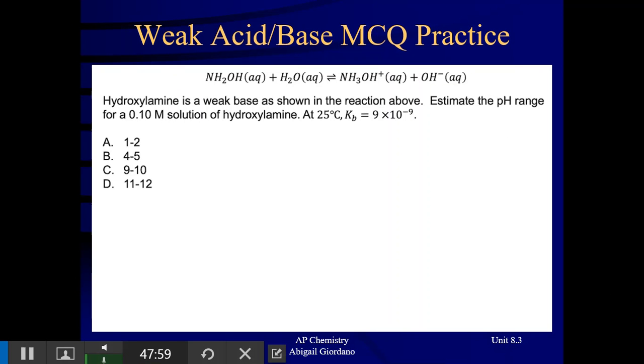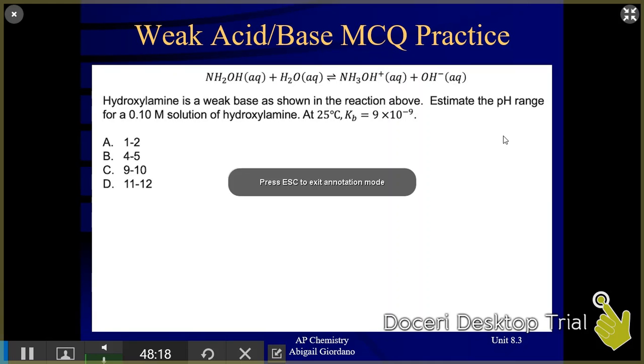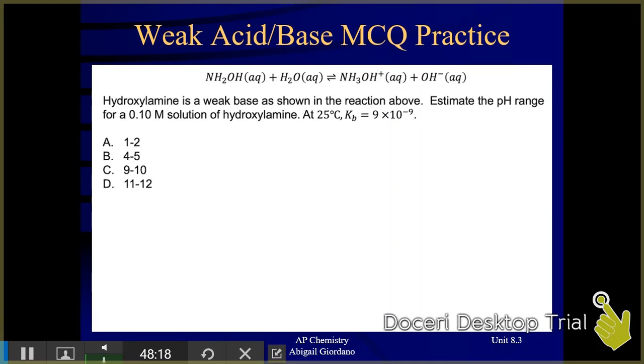So let's wrap up this very long lesson by looking at some sample AP exam questions. Here is a sample multiple choice question, which I'm going to work with you. It says hydroxylamine is a weak base, as shown in the reaction above. Estimate the pH range for a 0.1 molar solution of hydroxylamine, and we're given the Kb value. And guys, remember, this is multiple choice. You don't have a calculator here.